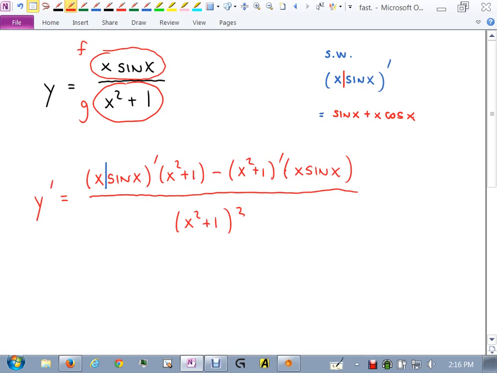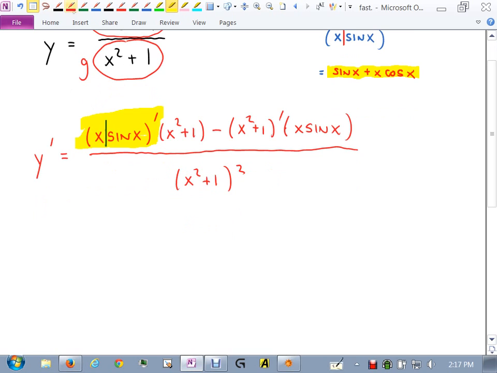Any questions? This right here represents this entire thing, the derivative of it. So I'm ready to write the answer here. y prime should be sine x plus x cosine x times x squared plus 1. Is that correct? No, I need parentheses around that whole thing, right?